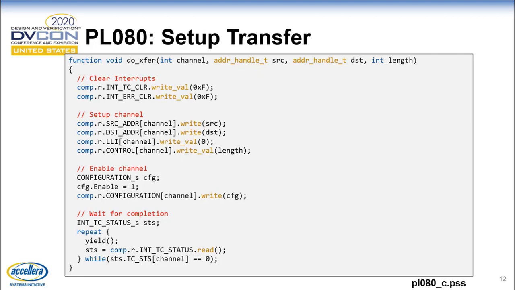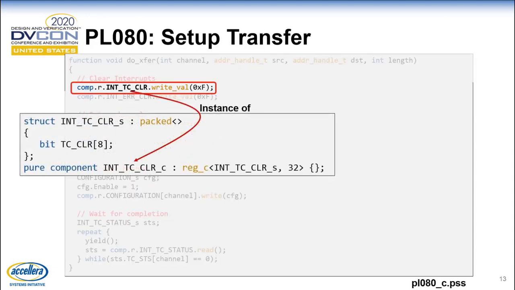And then we're setting up the channel by setting up the source address, destination address, and parameters. Finally, we enable the channel, which actually triggers the DMA to perform the transfer. And while that's going on, what we are going to do here is wait for completion by essentially polling. In this case, we keep polling for a certain status register to get set.